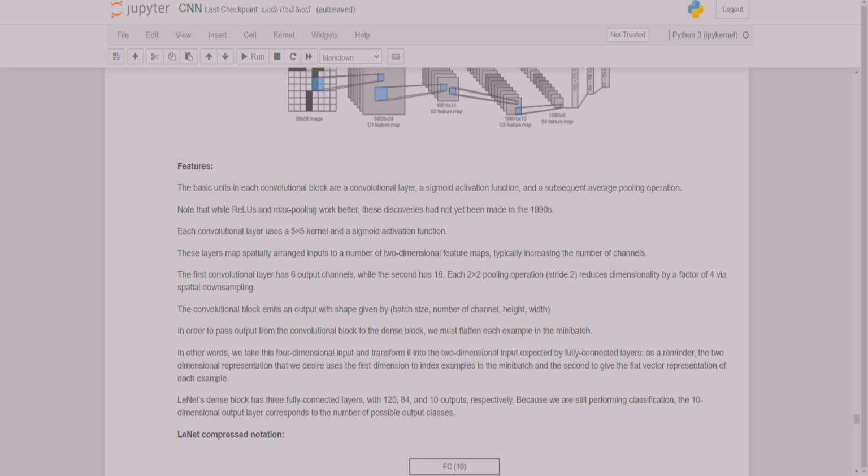Sigmoid activation function. We can see that the layers are spatially arranged inputs to a number of two-dimensional feature maps. Whatever input you give will be converted into a stack of feature maps, one behind the other, because I'm using so many filters, and each filter will generate feature maps. We know this is the result of a convolution. They have mentioned what each filter performs. The first convolution layer has 6 output channels because you have 6 different filters, each of size 28 into 28. Then there is a pooling operation.